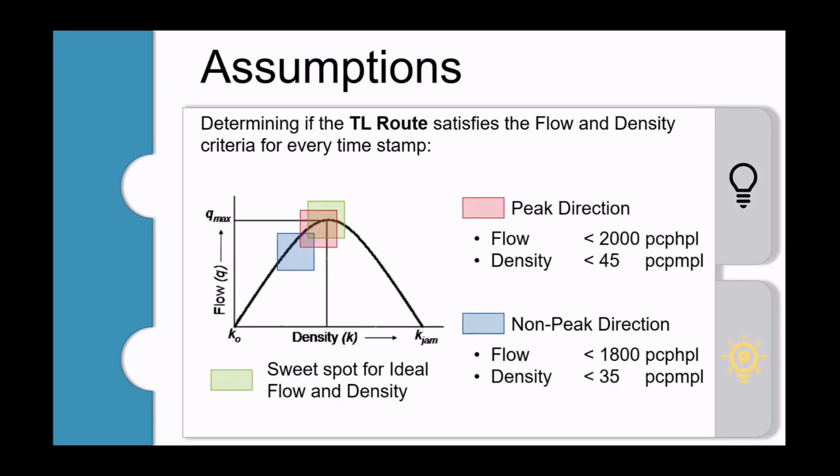So to determine if a route qualifies into a technology lane or not, they have to meet this criteria. And since our intention is to maintain the LOS as well, it is important to maintain this sweet spot. It is highlighted in the green box there, so as to fall on the left side of the curve and not move to the right side of the curve with increase in volume. And hence the flow has to be paired with the density. So in case of a peak direction, for at capacity LOS, it was 45 passenger car per mile per lane, and for non-peak direction, it's 35 passenger car per mile per lane. Sorry, yeah, per mile per lane.